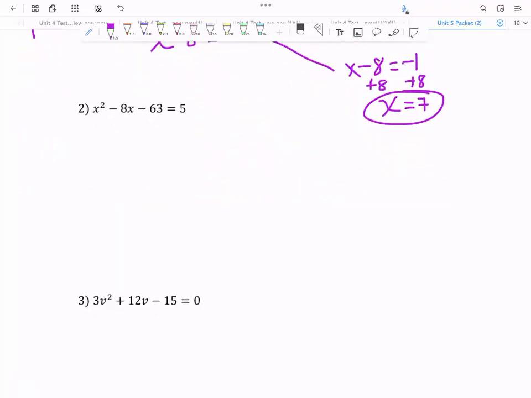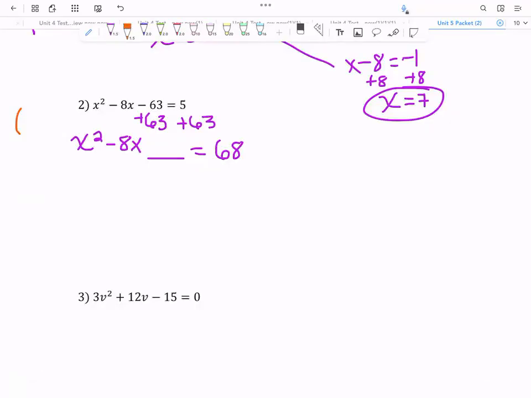All right, on our second one, we're going to add our constant to the other side first. I'm going to leave a space for when I complete the square. So I'm going to divide my b by 2 and square it. So I get negative 4 squared is 16. We're going to add 16 to both sides. And then we're going to factor.